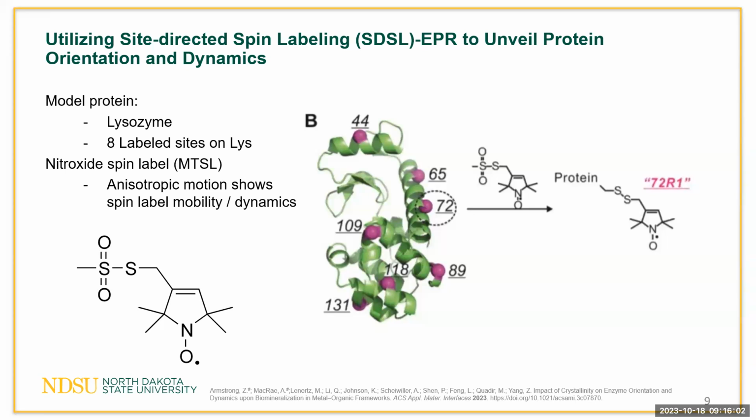We labeled 8 spin labeled sites between 44 and the one that's not on this diagram because it's in the back of the protein, there is 151, with the MTSL nitroxide spin label. And from there, we can see based off confinement in the metal organic frameworks, the mobility of the spin label and deduce the dynamics and orientation of the proteins in the materials.